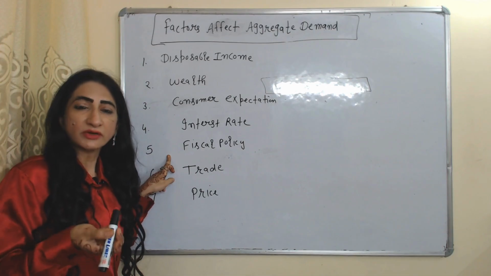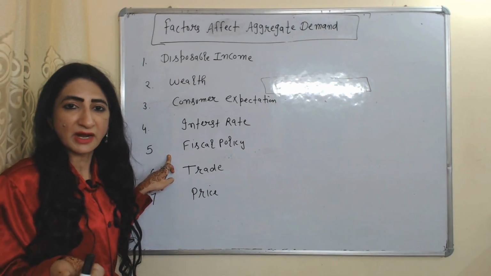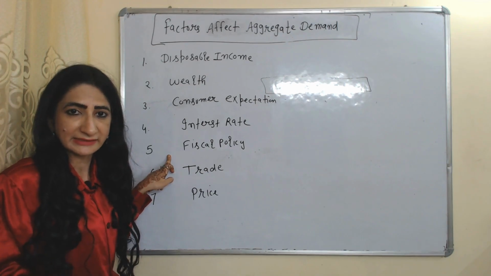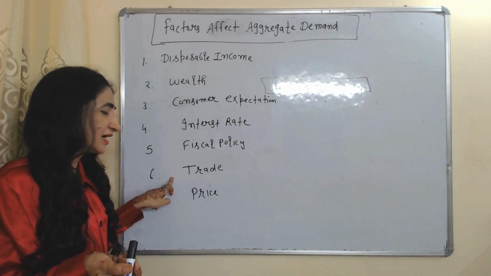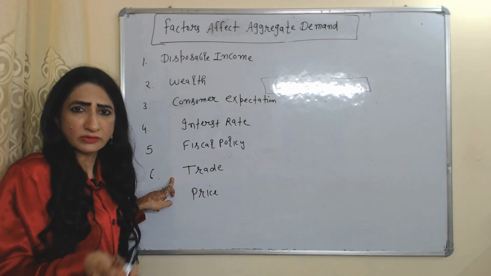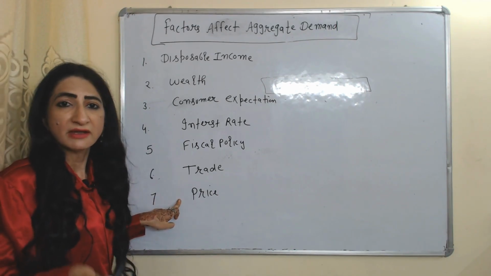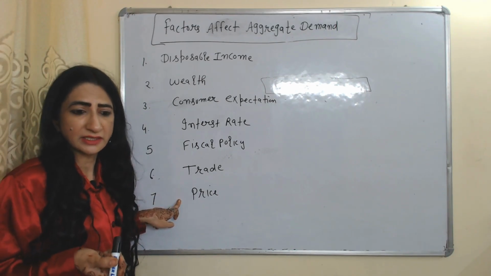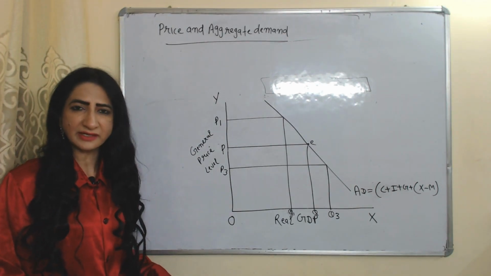Fiscal policy, government policy also influence aggregate demand. For example, government reduce taxes. As a result, aggregate demand increase. Trade, value of export and import also influence our aggregate demand. Price, when price fall, aggregate demand increase. Now we will see price and aggregate demand.